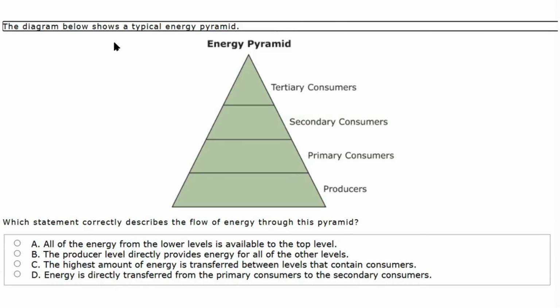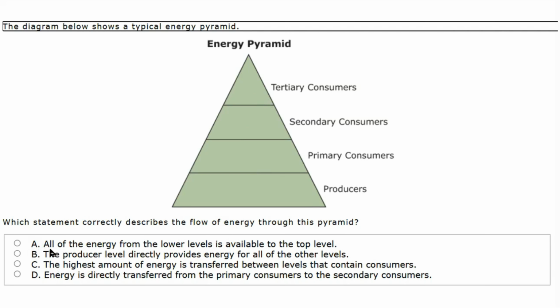The diagram below shows a typical energy pyramid. So you can see the energy pyramid here. Below is producers, primary is the next one, secondary consumers, and then tertiary consumers. Which statement correctly describes the flow of energy through this pyramid? So you have to show the flow of energy. How is the flow of energy going to be?